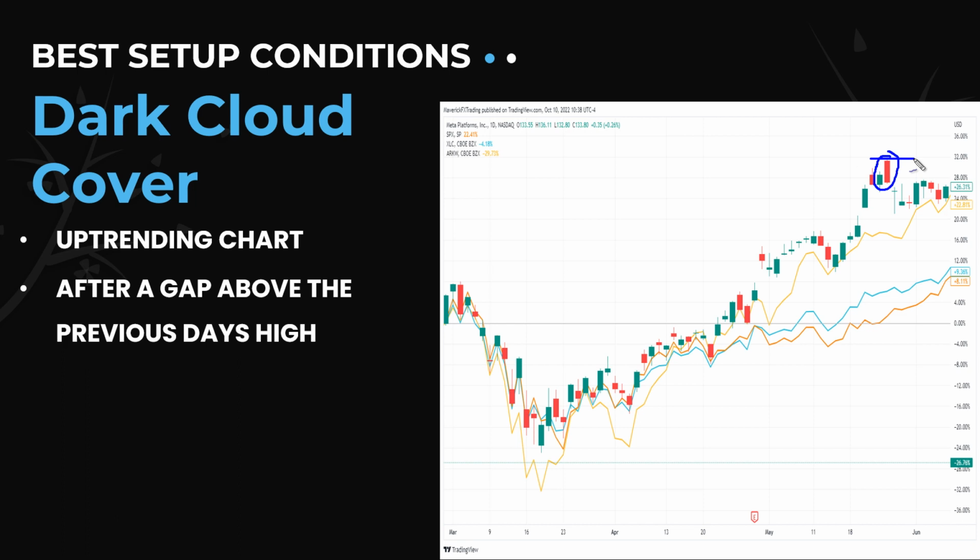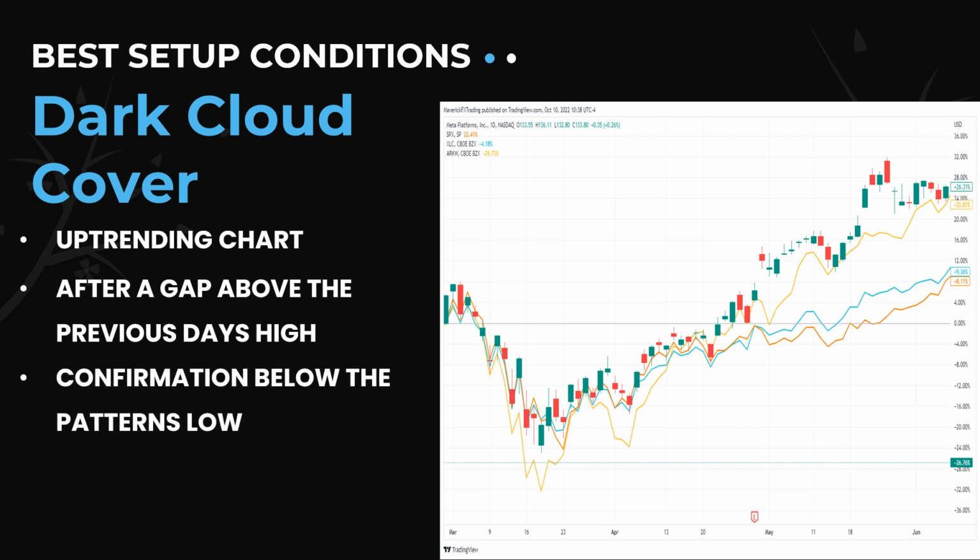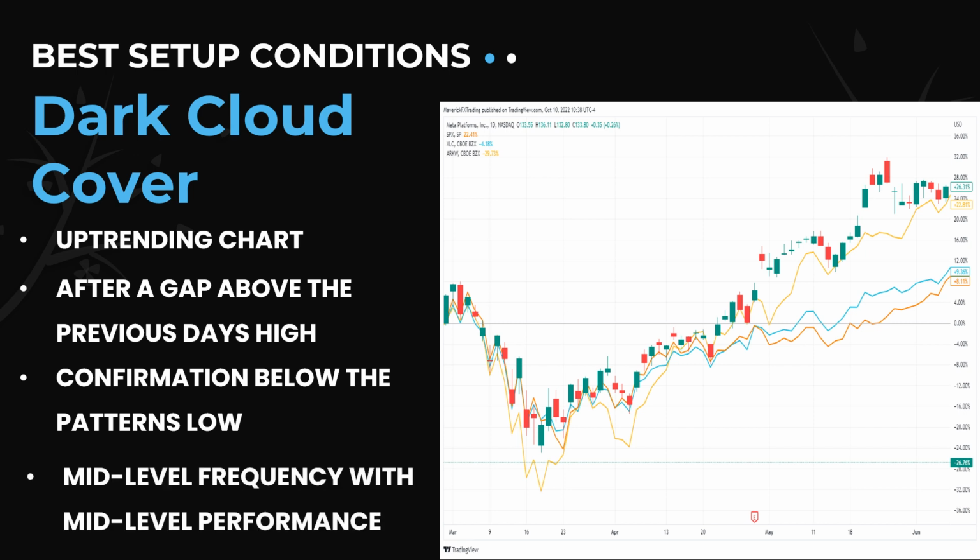So it has to gap higher and then come back down. It has to gap above the previous day's high, and that previous day's high has to be a bullish candlestick. Confirmation will be below the pattern's low. Remember, folks, I thought the pattern was just one candlestick. It's actually the combination of the bull candle followed by the red candle. So below that low. And then it's got mid-level frequency with mid-level performance.